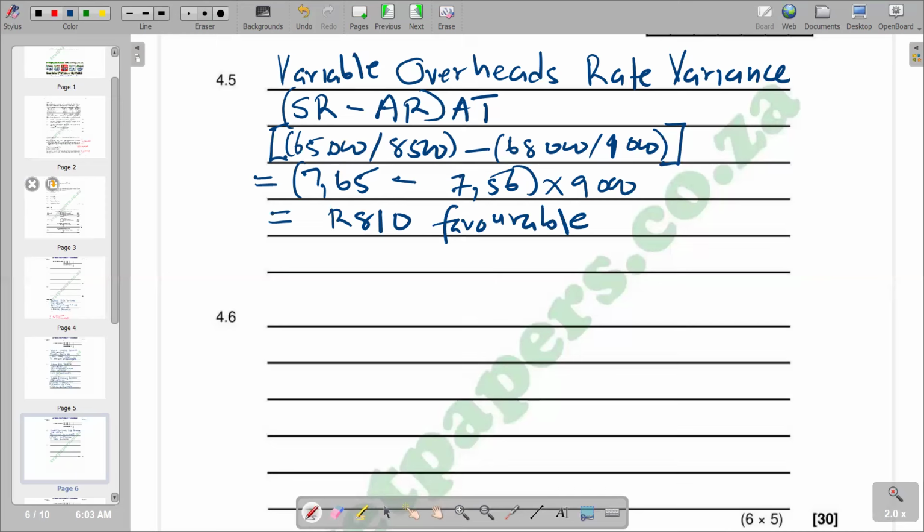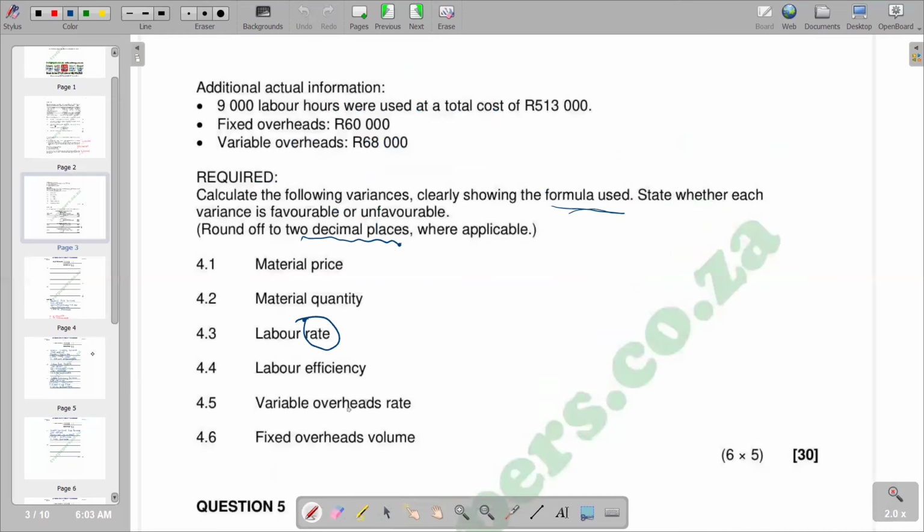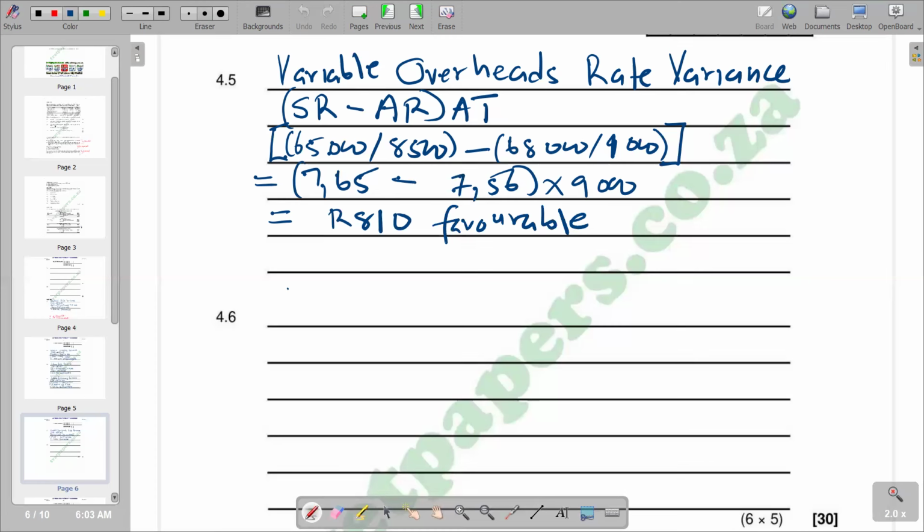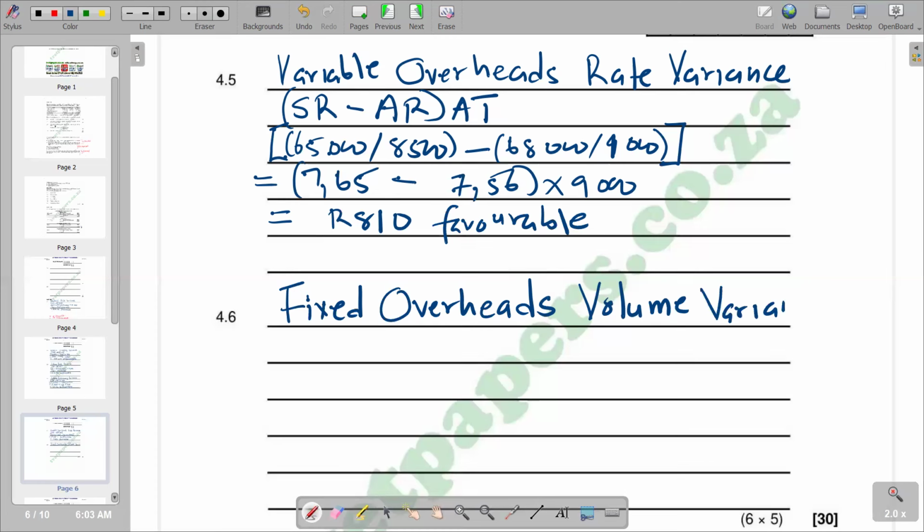Then we go to the last part of our question, which is now fixed overheads volume variance. How do we calculate it? First we should put the formula, whereby we are saying standard fixed overheads minus budgeted fixed overheads.